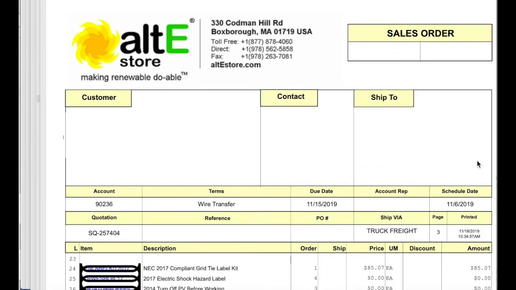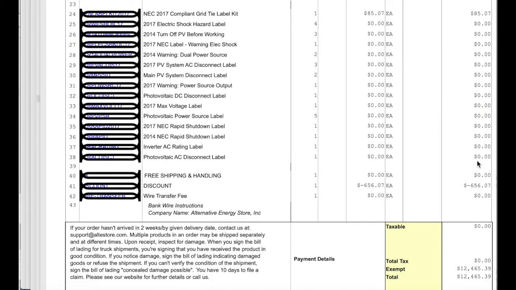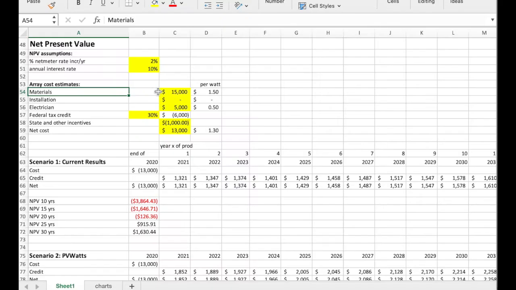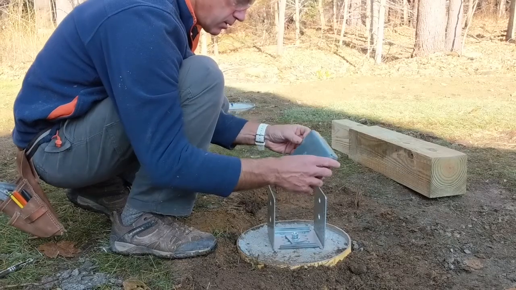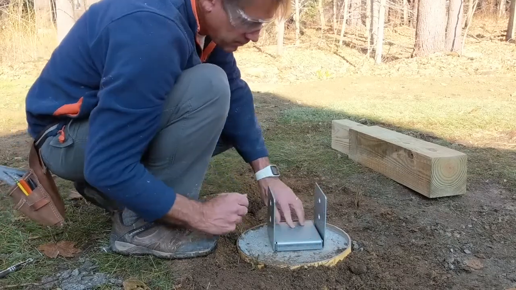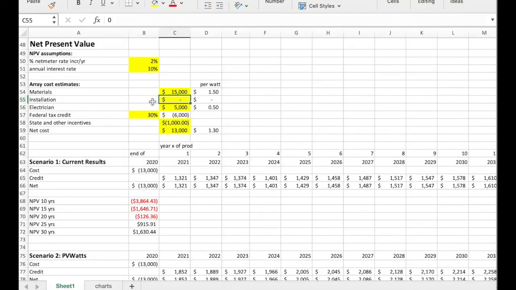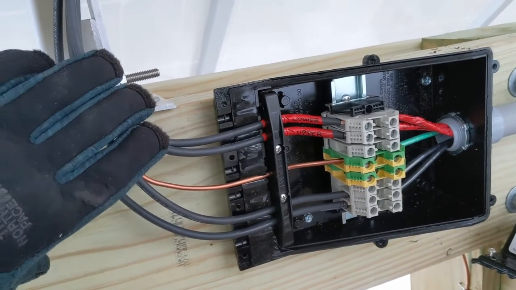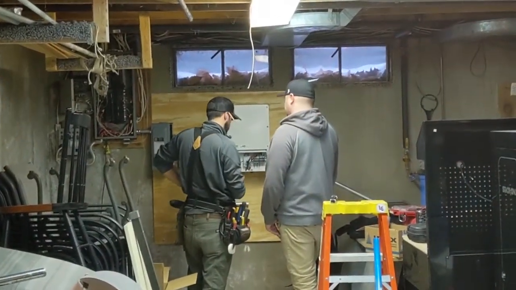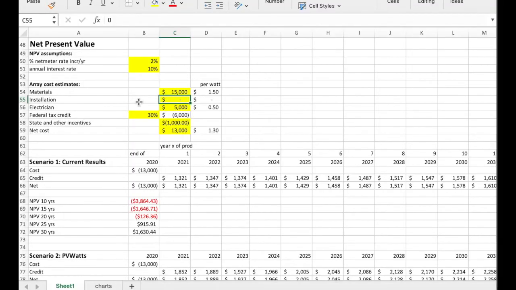In the end, my quote from Alt-E was just under $13,000. So to allow for some contingency, I put in $15,000 for materials. Next, for installation, I was planning to do most of the work to install the system myself, so no labor costs there. The only exception was electrical work, where I planned to hire a local electrician, and based on rough estimates from him, with some contingency, I put in $5,000 for electrical work.